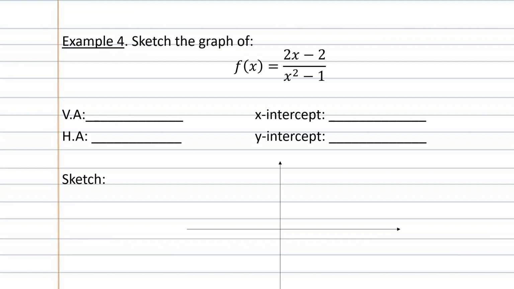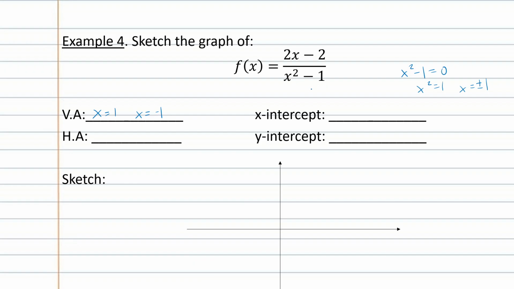So here we want to sketch a graph of f of x equals 2x minus 2 over x squared minus 1. Now, let's start with the vertical asymptote. For the vertical asymptote, we really need to look at the denominator. Take that denominator and set it equal to 0. What we find out here is that x squared equals 1, which means that x equals plus or minus 1 are vertical asymptotes. So we have a vertical asymptote at x equals 1 and x equals negative 1.